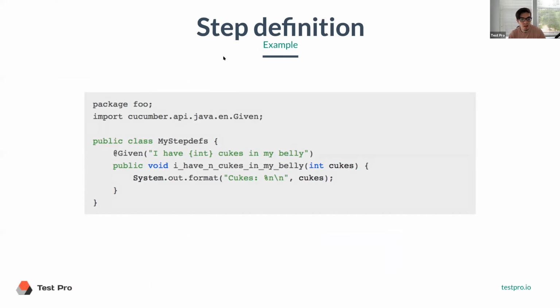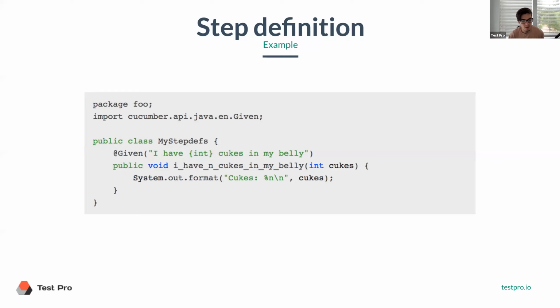Okay, so this is how a step definition is gonna look. Let's say you are gonna introduce a new step, saying, I have some cookies in my belly, as an example. You need to say, if I use this keyword, please trigger this method, which is called I have n cookies in my belly, and this method should execute the following piece of code: System.out.format cookies and the number. And again, we will need to do that for each of the steps that we're going to use here.